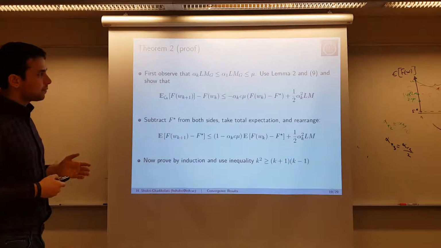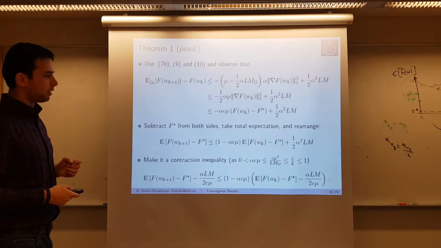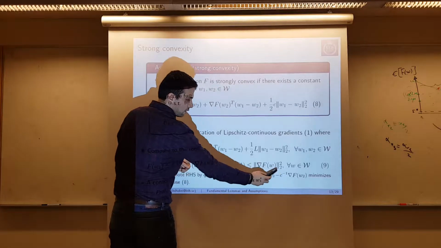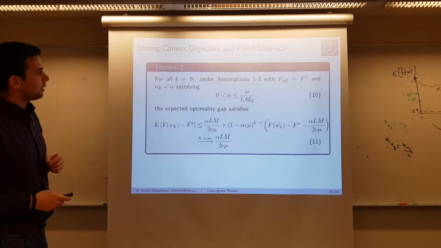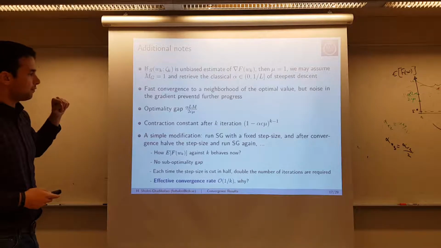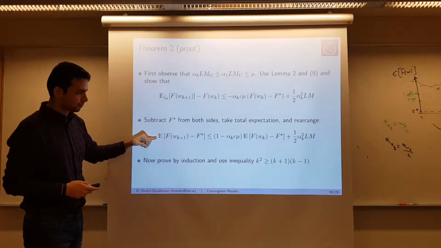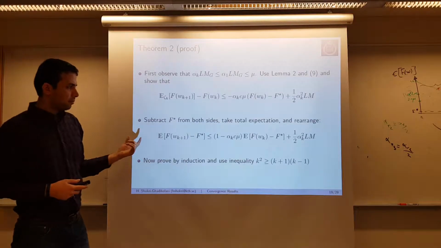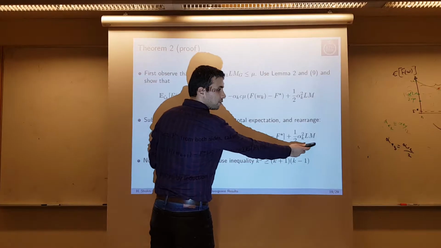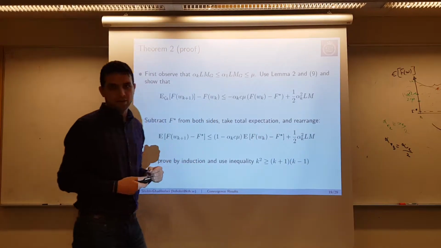How to prove that? Again, we should use lemma 2 and equation 9. And what was equation 9 again? I'm coming back to that because this is pretty important. Using that inequality here, and then almost the same steps as the proof of theorem 1, you will end up with something like this. So that is very similar to the previous one, except instead of having alpha, now you have alpha k everywhere.